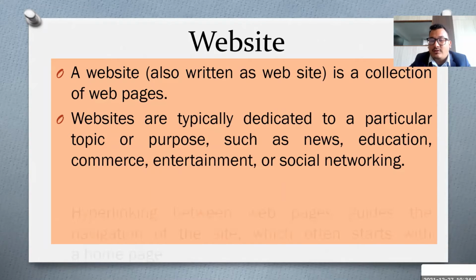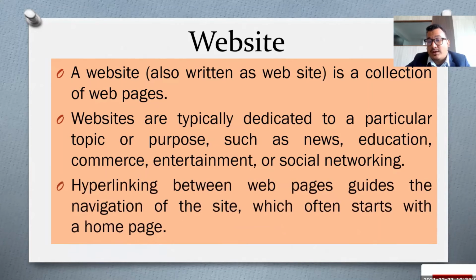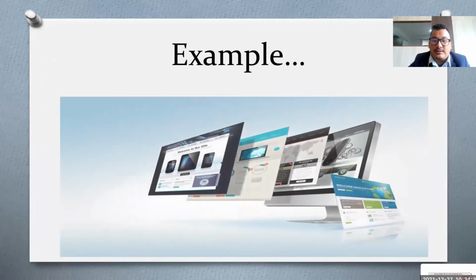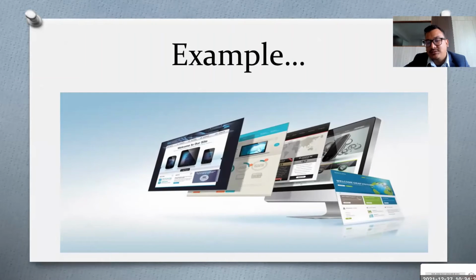And they used to have one address, that is URL, Uniform Resource Locator, just like www.facebook.com. That is one website which contains plenty of web pages. So now what you can think is, a web page is just like a page of a book, and a book is just like a website where it contains plenty of pages. You can see the website where it contains plenty of web pages.